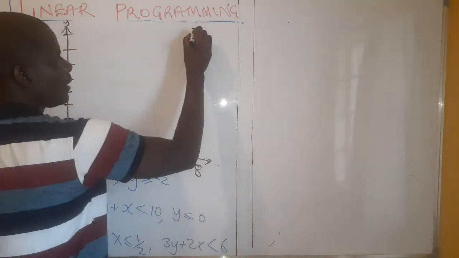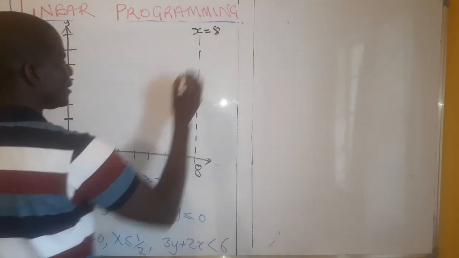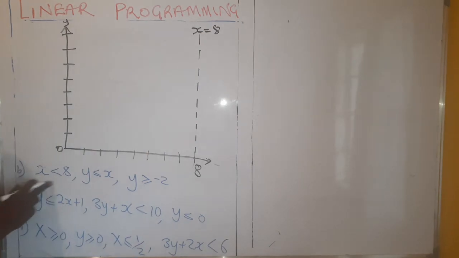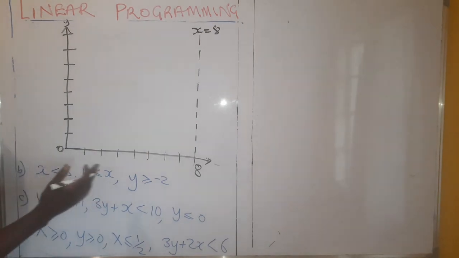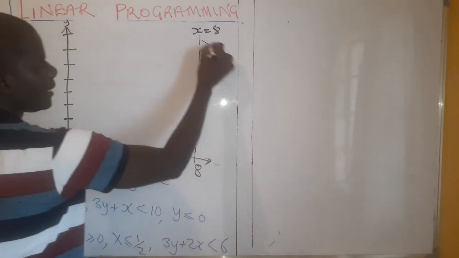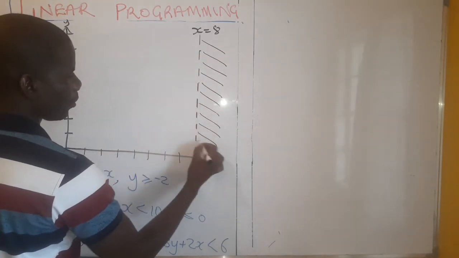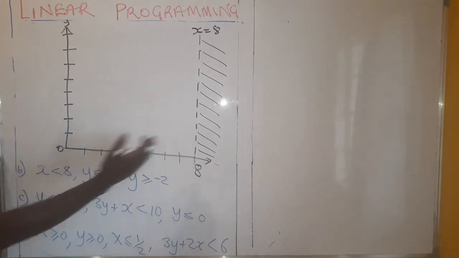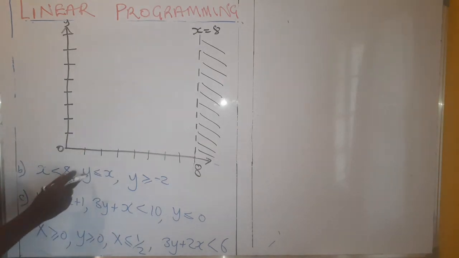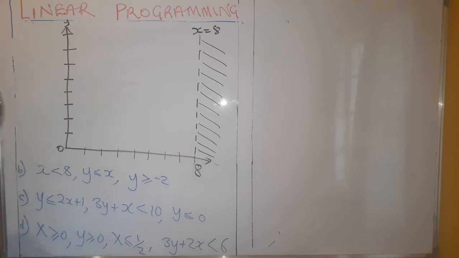In terms of an equation, this is x equals 8. Inequality, now we have to shade. We are shading the unwanted region. The unwanted region is this region here, because we want the part that is less than 8. Then there is this, please can we pay attention here? I want to emphasize a point. Can we pay attention to this one?